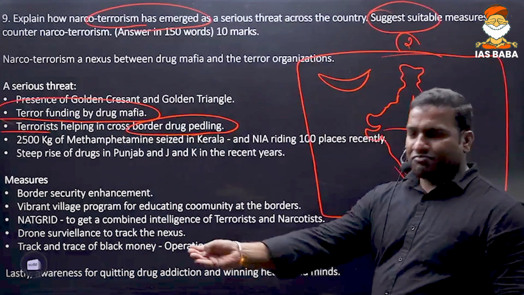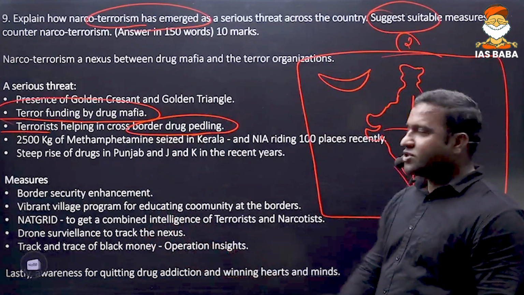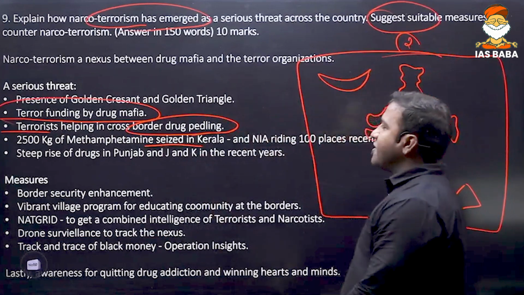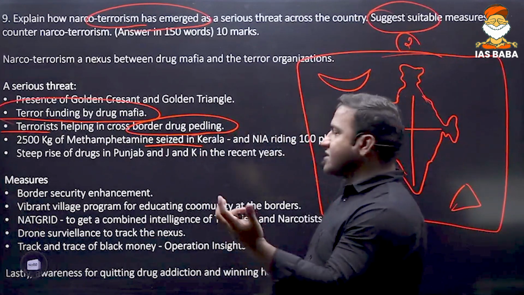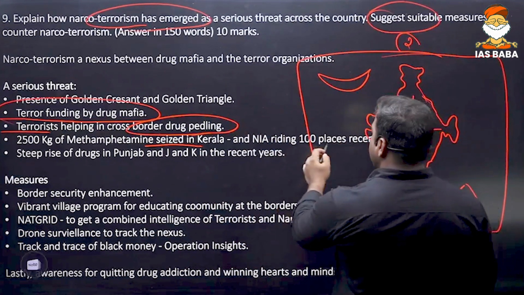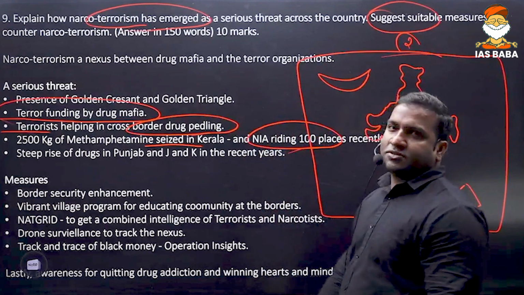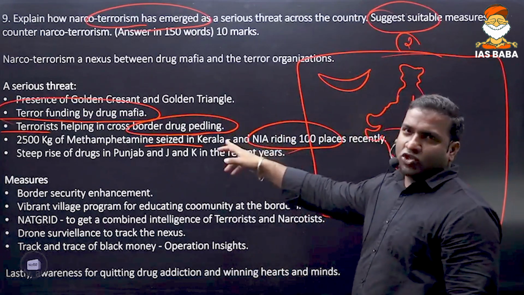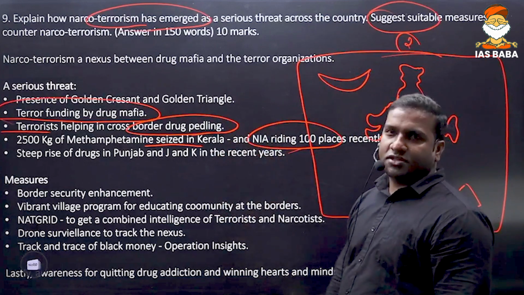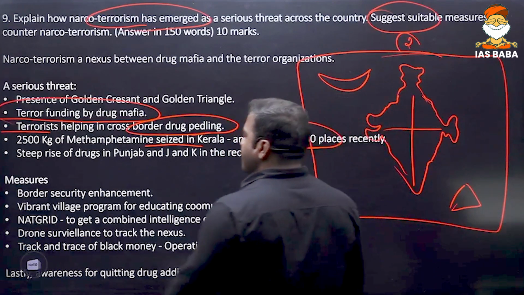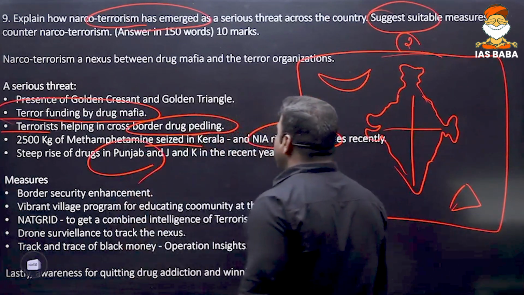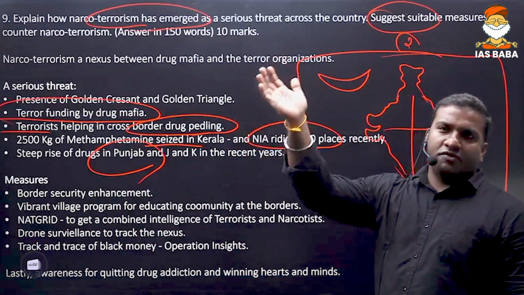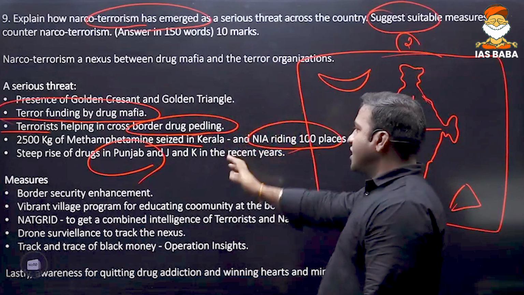So one would just go across the border and nobody will know. Then 2500 grams of methamphetamine seized in Kerala. So some statistics, and NIA raiding 100 terrorist hidden places recently. And when NIA comes into picture, it would be mostly terrorism. Then steep rise in drugs in Punjab and Jammu Kashmir in the recent years. Jammu Kashmir and Punjab are situated very near to the Golden Crescent, hence it can be.